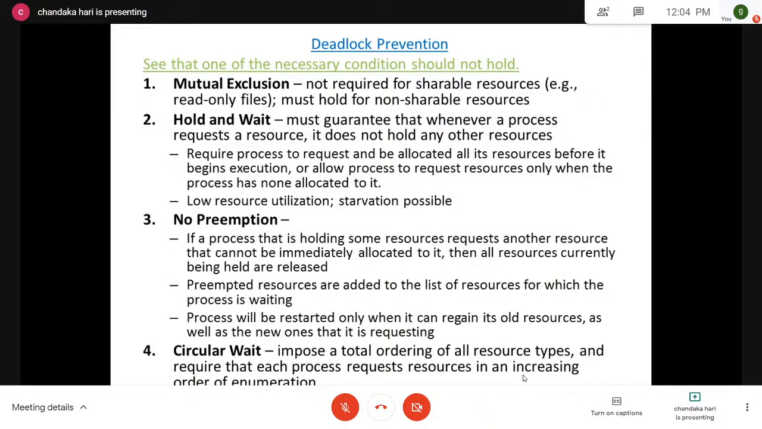Then process P1 makes a request for the printer. Immediately the operating system says release your tape drive. Then the tape drive is released. Similarly, for process P2, the printer is released. Then the printer is sanctioned to P1 and the tape drive is sanctioned to P2. Again, process P1 is holding printer, waiting for tape drive. Process P2 is holding tape drive, waiting for printer. Then both are waiting, so both are in a deadlock situation.